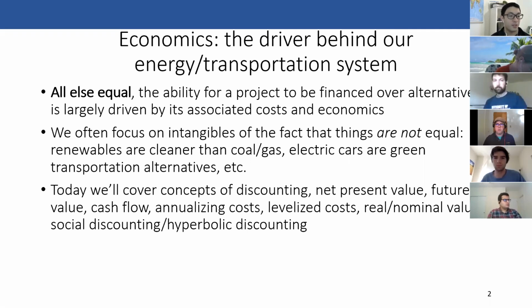So we're going to be talking about things like discounting, net present value, future value, cash flows, annualizing costs, levelized costs, real and nominal values. And at the end, we're going to talk about social discounting and hyperbolic discounting, which becomes really relevant when we think about topics like climate change, which are intergenerational problems. Hopefully as we go through the material in today's lecture, it'll be clear why, from an economic perspective, climate change becomes a really difficult problem to address.